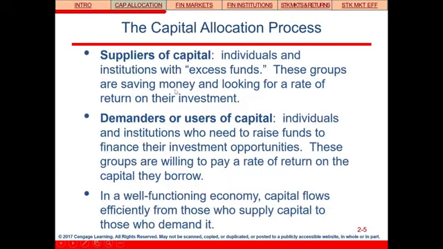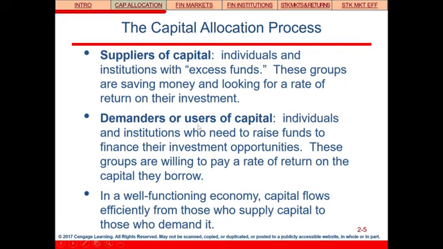In this capital allocation process, no matter which way you go, you always have a supply and a demand, right? The suppliers of capital are usually individuals and institutions with excess funds. These groups are saving money and looking for a rate of return on their investment. They have an extra amount of money that they want to invest. Their goal is to maximize their profit on it.